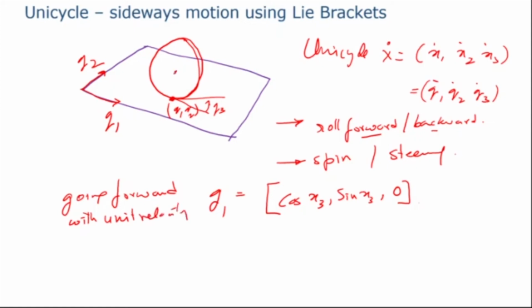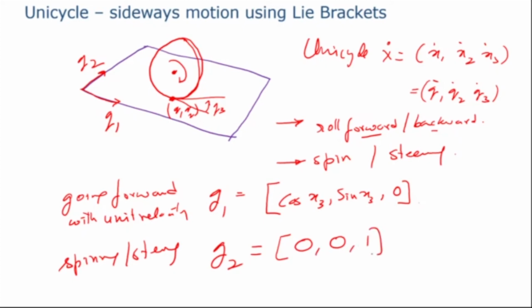So this wheel is rotating about this axis with unit velocity. In the x direction and y direction, it is going to be cos x3 and sin x3, and that is going to be 0 because this contact point is always there. Now what about the spinning or steering? Steering is another vector field g2, which is equal to 0, 0 and 1. Let's say unit velocity.